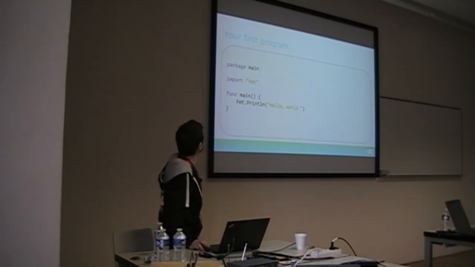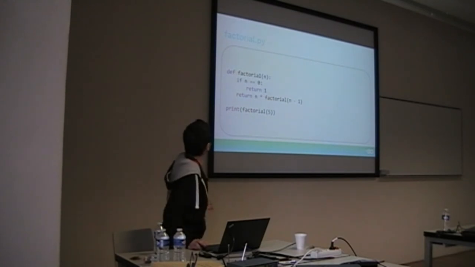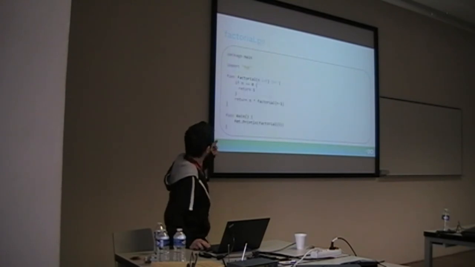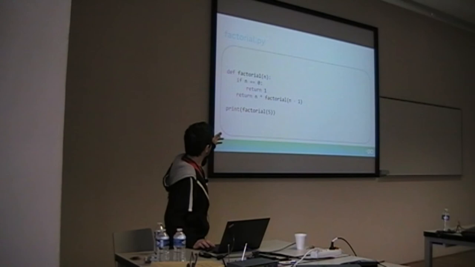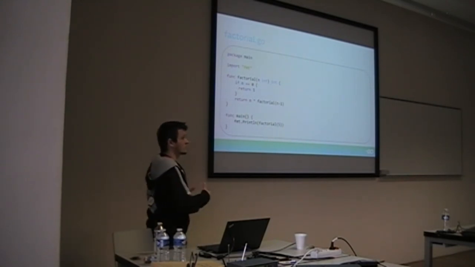Another example of code: factorial in Python. You can see that factorial in Go is very similar. It's just that you have braces and types, but you can see the return, the definition and the way it works are exactly the same. It just has a little bit more code.